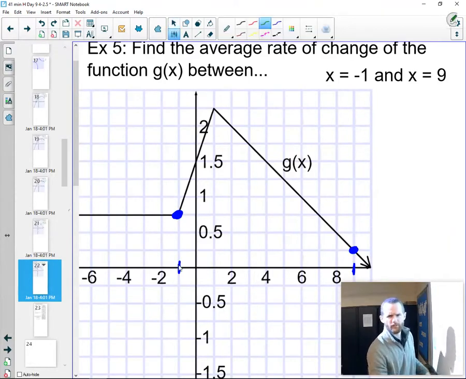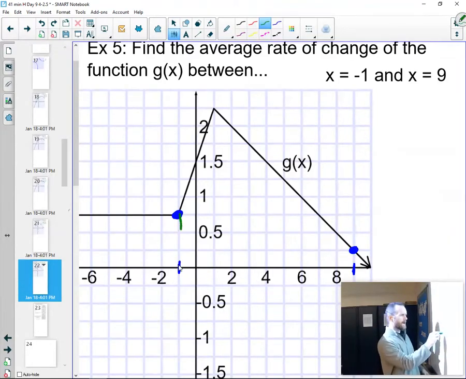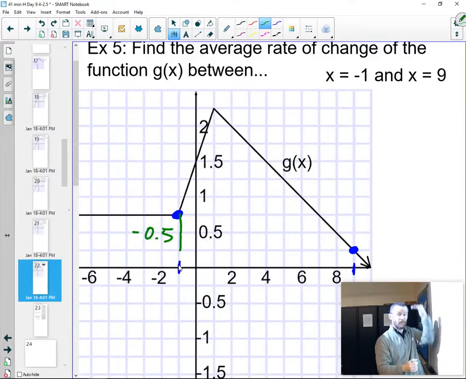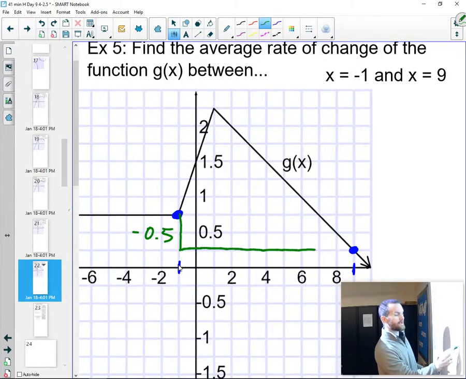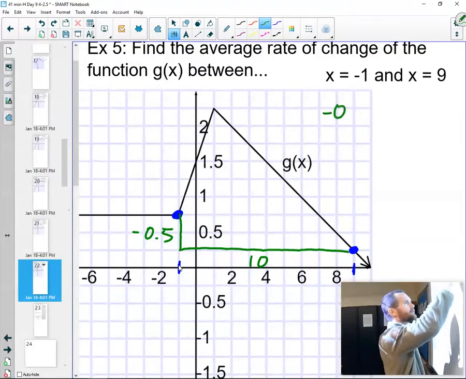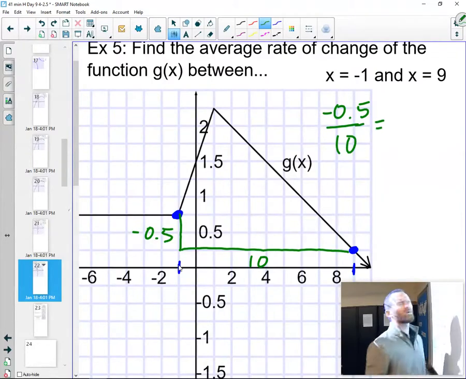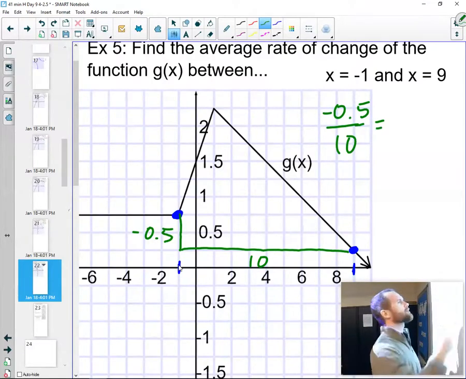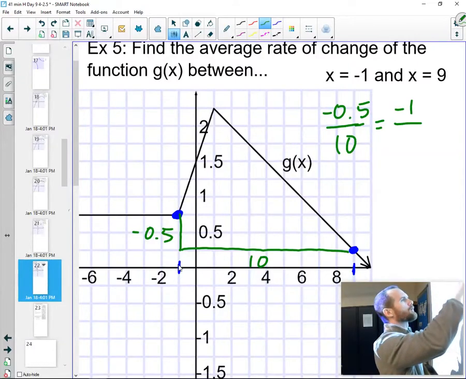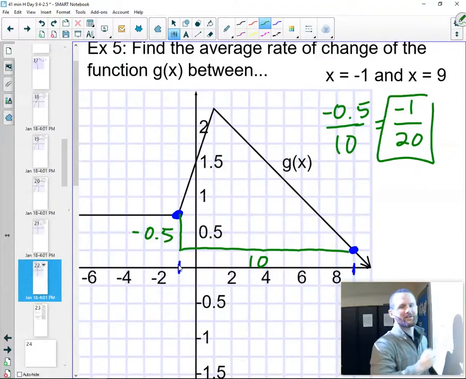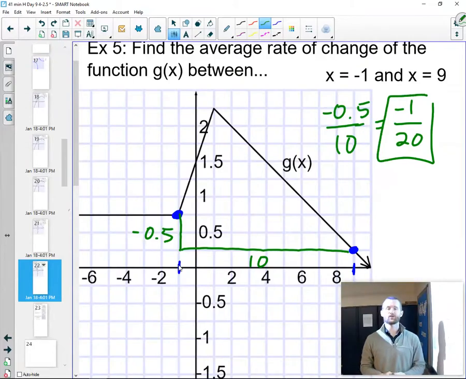Now it's time for rise over run, but we have to be careful as we count. So it's 0.25, 0.5, so that's negative 0.5 for the rise because we went down. Then the x is just 1, 2, 3, 4, 5, 6, 7, 8, 9, 10. And then we do our rise over run, which is negative 0.5 over 10. I'm going to double this again, or multiply both the numerator and denominator by 2, I should say. And we get negative 1 over 20. And that's our average rate of change between those two x values. Hopefully that's the answer you got.